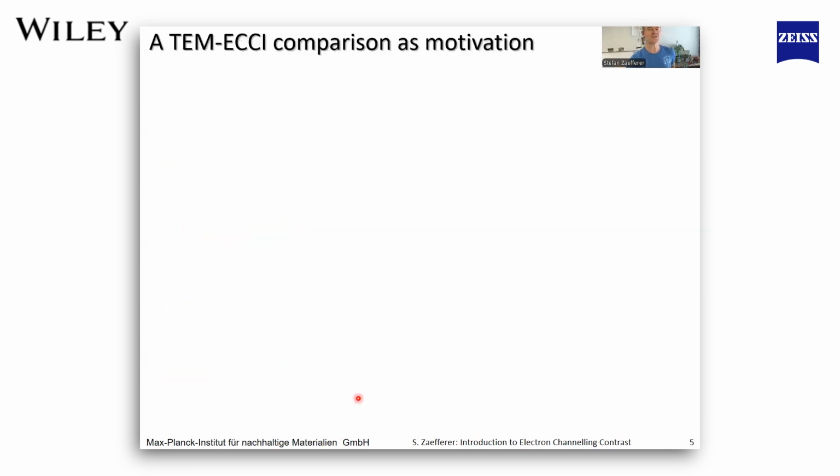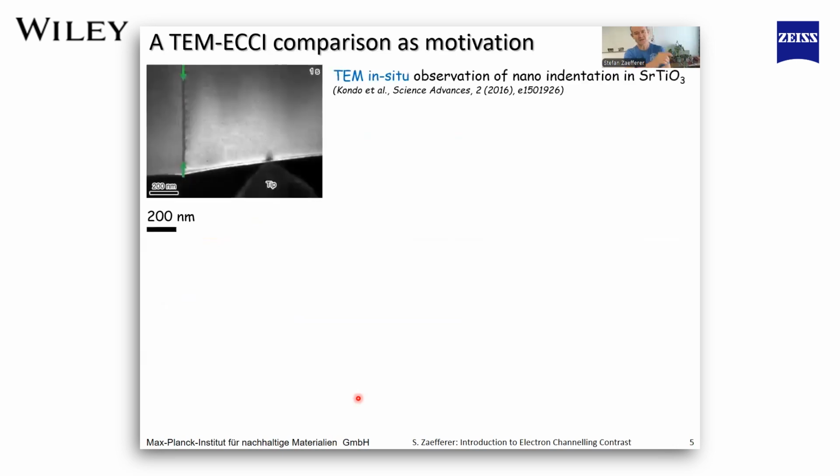All right, so let me introduce this technique by comparing it with transmission electron microscopy. Here is an image taken from literature, from a paper of Kondo and co-workers from 2016, who observed in situ transmission electron microscopy on nanoindentation, in strontium titanate in this particular case. To this aim, the group of Kondo prepared a bicrystal. Here you see a grain boundary between two crystals.